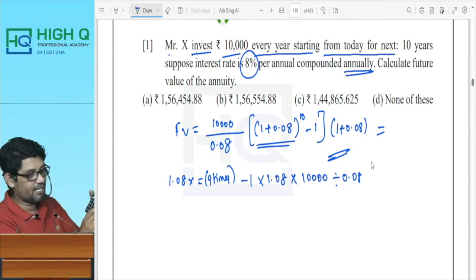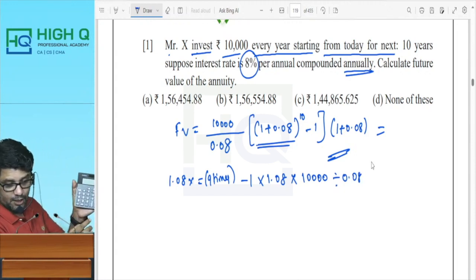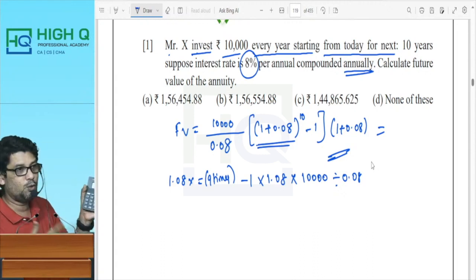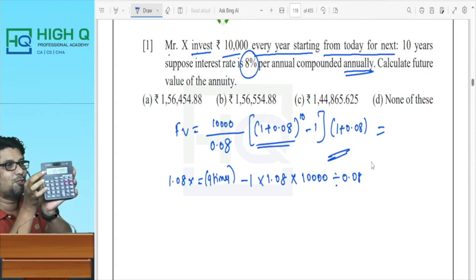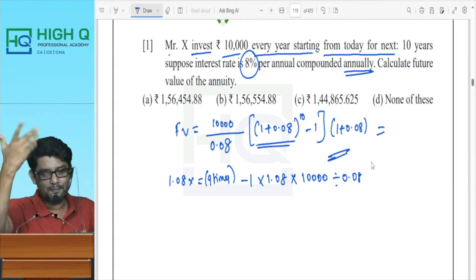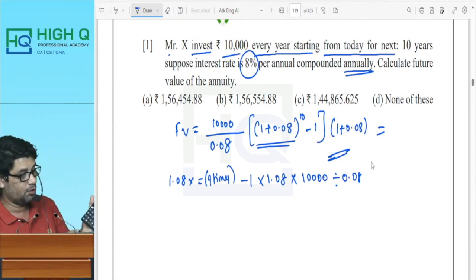Fast. Make it fast. What is it, my dear? 1.08 into equal to. Sir, you do not count only, sir. No, I just see the display. The display is showing 11. That means the power is 10. By using practice, by using the calculator, you'll come to know. Minus 1 into 1.08 into 10,000 divided by 0.08.